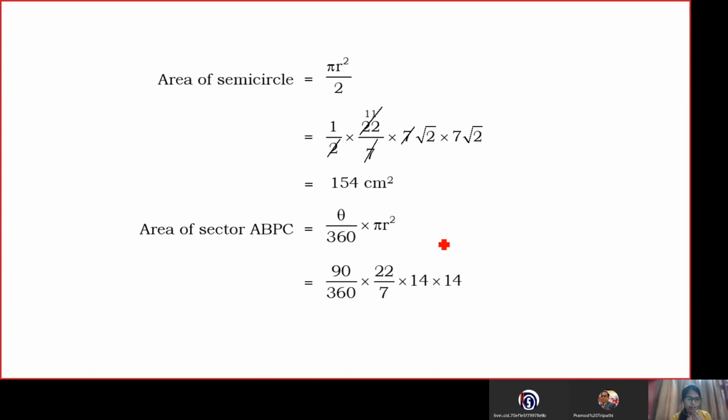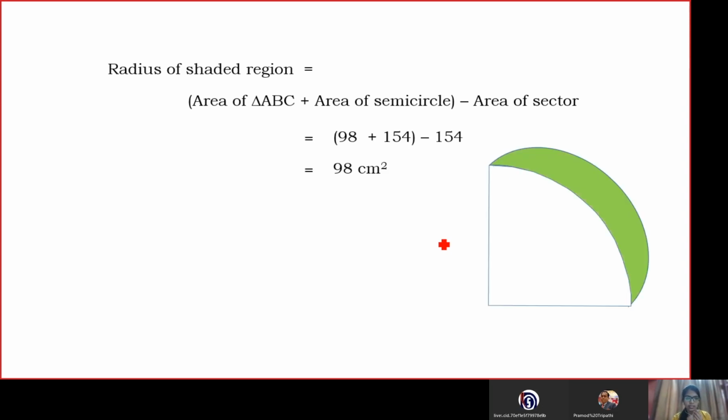Once you calculate all these three, to find the area of the shaded region, it is area of the triangle plus area of the semicircle, which is 154, minus area of the sector, that again came out as 154. That gives us the final answer as 98 centimeter square.